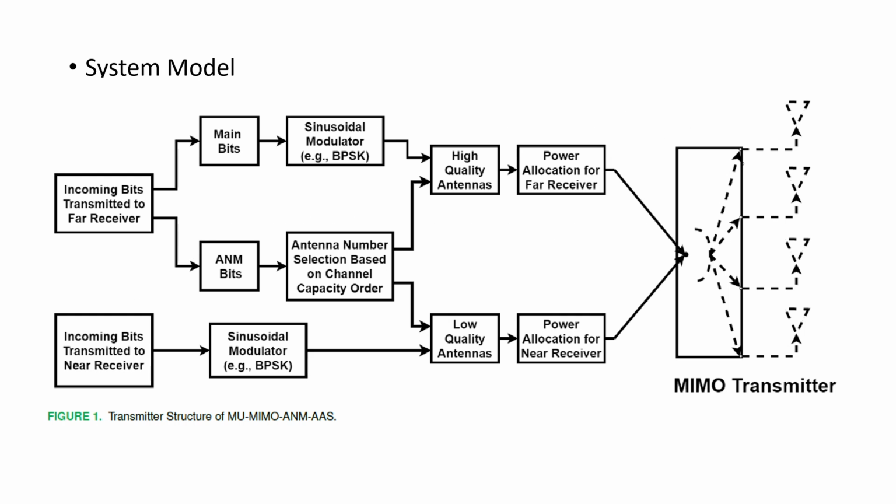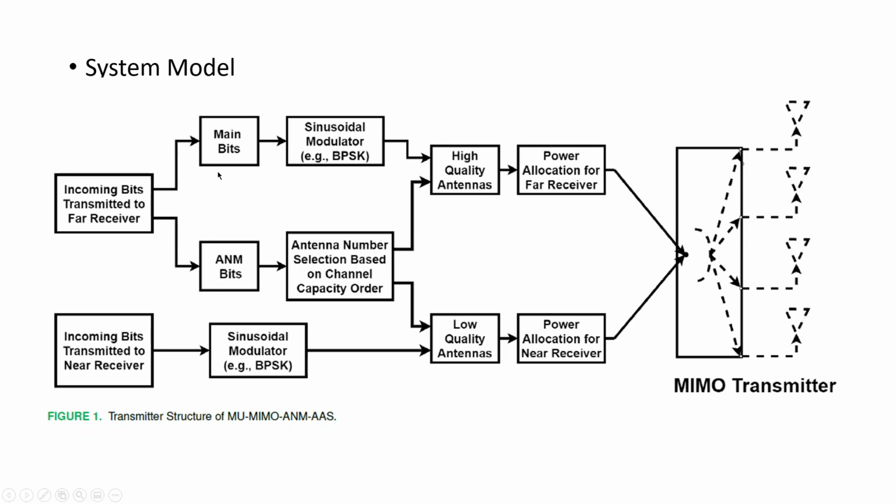So let me go over the system model of the proposed scheme. Imagine that we have an incoming bits group that we want to transmit for the far user, and we have another incoming bits group that we want to transmit for the near user. To start with the far user's data bits, we are basically separating those bits into two different groups: main bits and ANM bits. In the ANM bits part, we are sorting the channels by their channel capacities by exploiting an ANM bits mapper, which I will talk about in the following slide, and we decide which antennas are offering high quality and which antennas are offering low quality.